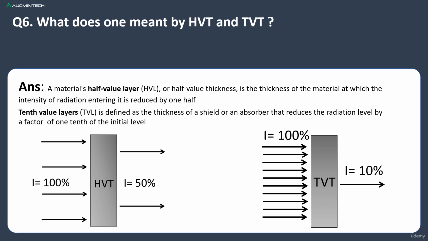So, the thickness of any given material where 50% of the incident energy has been attenuated is known as its half value layer, and the thickness where only 10% of energy remains is called the tenth value layer.